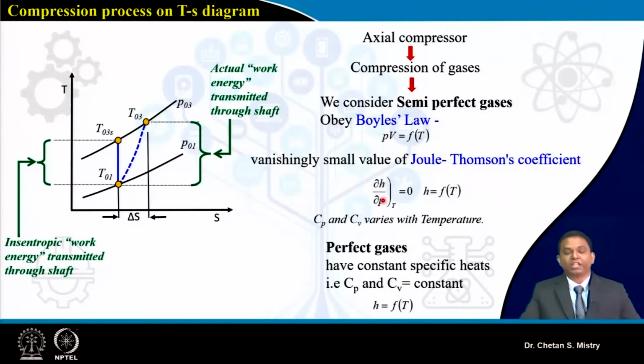It says my dH by dP at constant temperature will be coming 0. It says my enthalpy also is a function of my temperature. But for this configuration, we can say our specific heats, what we say Cp and Cv, are varying with the temperature. Now when we are considering our ideal condition, we are assuming our working fluid as a perfect gas, and in that case you will be having your Cp and Cv to be constant. We can say my enthalpy is a function of my temperature. So this is very fundamental, and that's what is required.